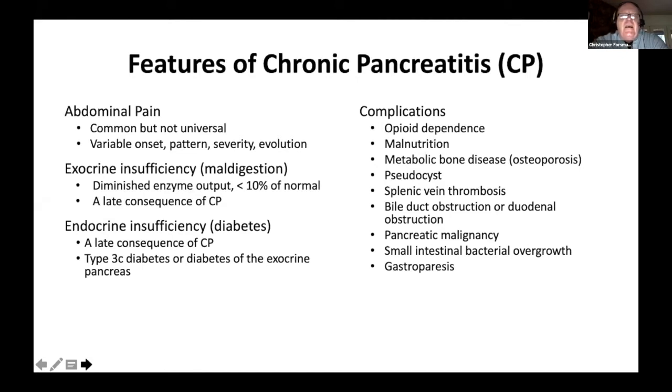insufficiency. We're thankfully born with a lot more pancreas than we actually need, so you have to lose about 90% of enzyme output before you're not able to digest, at least.